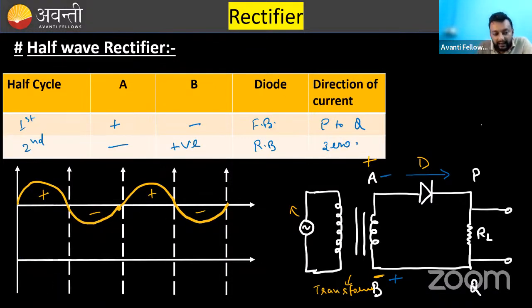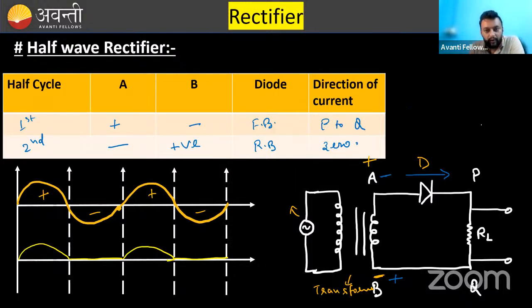So what we get after this, the result of this is very simple. In the positive half cycle, diode conducts. In the negative half cycle, diode doesn't conduct. In the next positive half cycle, the diode will again conduct and then again zero. So that's why it is called a half wave rectifier. This is a very simple thing.